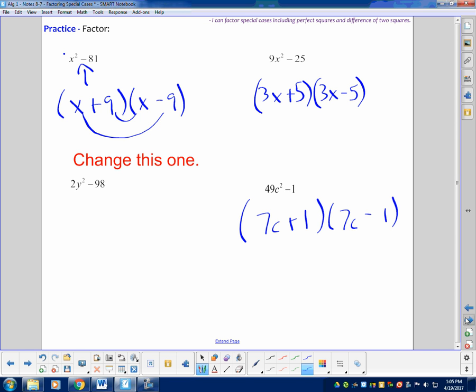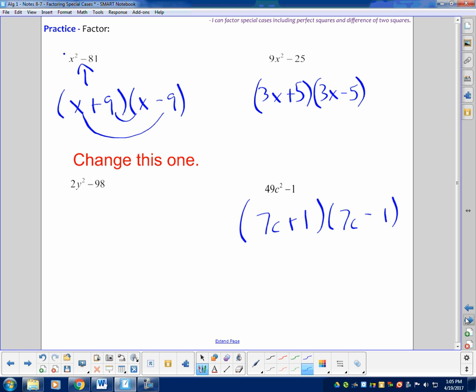Now, this one I asked you to change. Scribble it out, write 2y squared minus 98 if you didn't already. It is not a difference of squares as it is. But we can make it into a difference of squares.